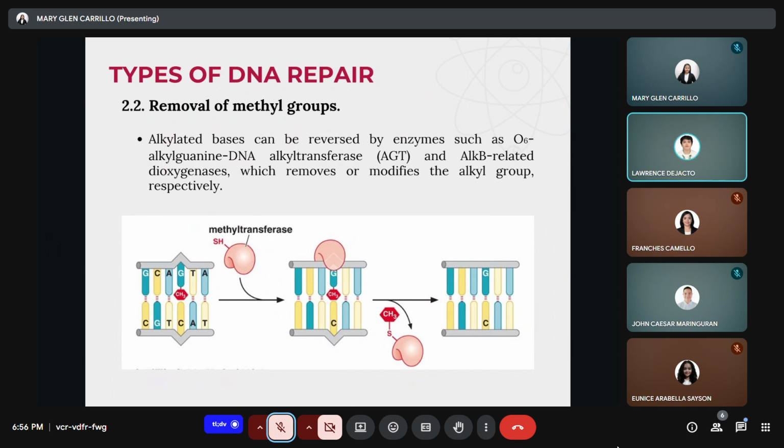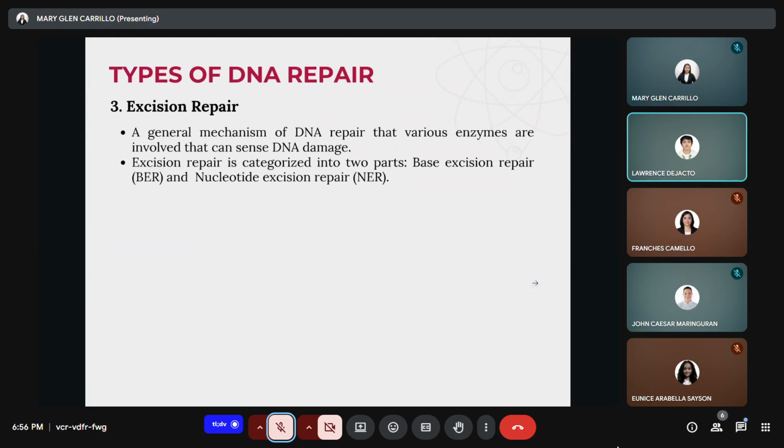Next type of DNA repair is the excision repair. So, excision repair is a general mechanism of DNA repair in which various enzymes are involved that can sense DNA damage. Excision repair is categorized into two parts: base excision repair, or the BER, and nucleotide excision repair, or the NER. So, let's start first with the BER, or the base excision repair. Next slide, please.